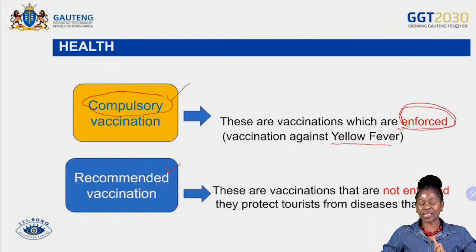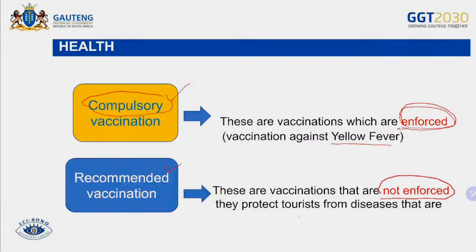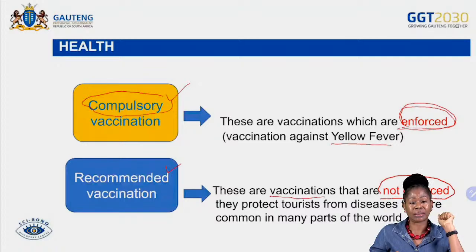I say these are vaccinations that are not enforced. Why are they not enforced? They protect tourists from diseases that are common in many parts of the world. This one, a recommended one, as a tourist, for you to be safe, you are not forced to do that, but for your own protection, for you to be safe in that country that you are visiting, you can get a vaccination on that. So meaning that type of vaccination, if you trust yourself with your immune system, you can travel without it.